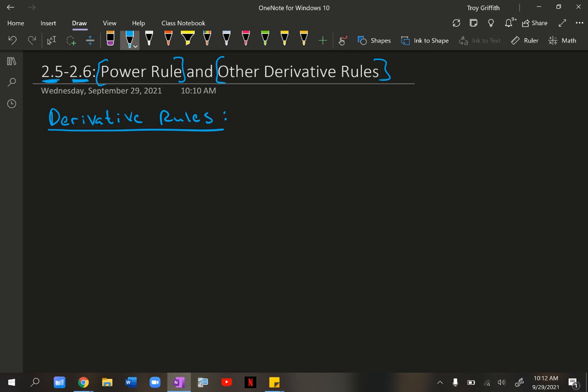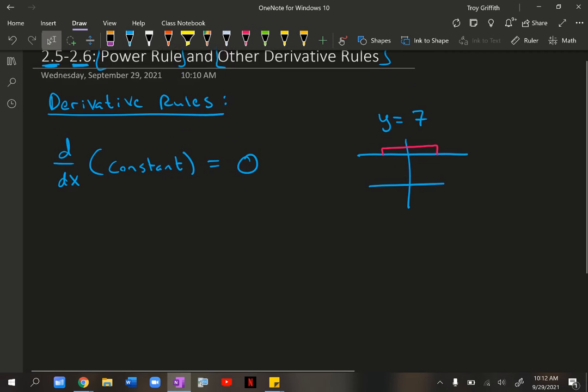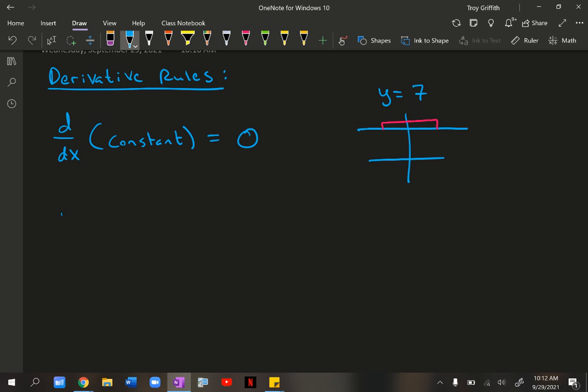So first of all, though, some basic derivative rules. Here's my first one. If I take the derivative of a standalone constant, I want us to think about what the graph of a constant looks like. For example, if I wanted to graph a line y equals 7, the line y equals 7 is a flat line, which means the slope of this flat line is 0. So the derivative of any constant is always going to be 0. That's my first derivative rule.